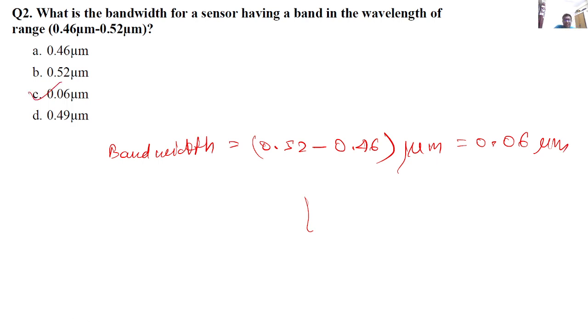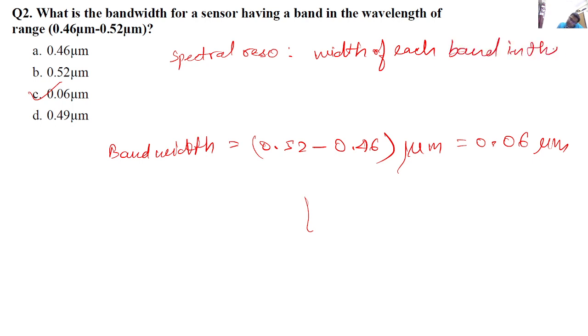But I also wanted to discuss spectral resolution and something known as full width at half maximum. So that is why I took this question. Let's understand it further. Spectral resolution is nothing but the width of each band in the data set. So we found it already, by the way. There is another concept known as full width at half maximum.